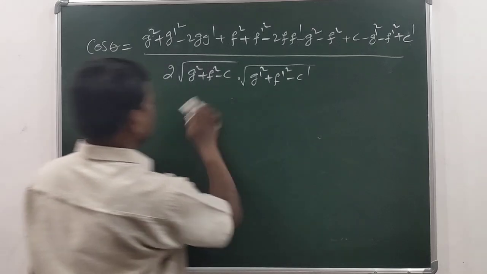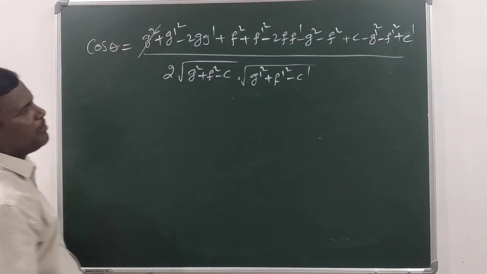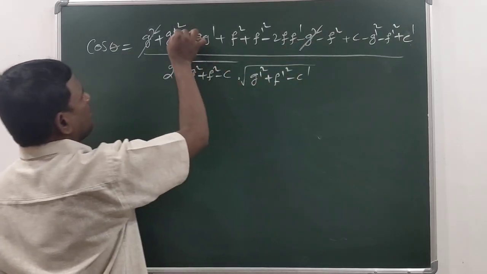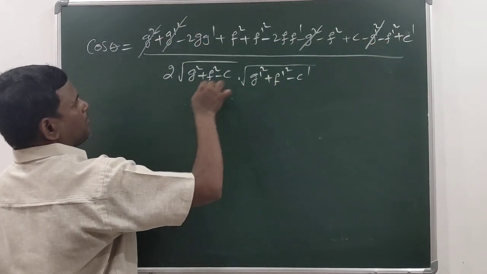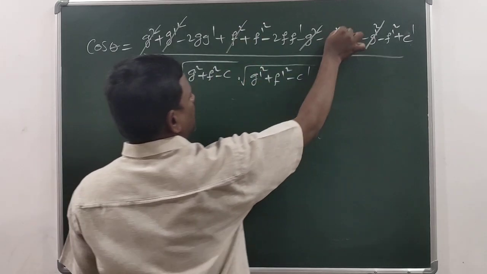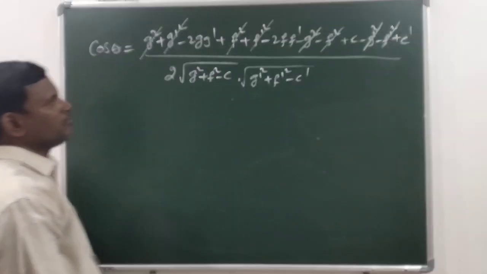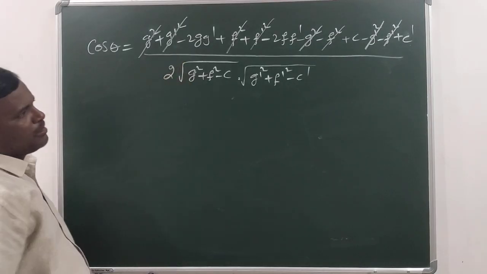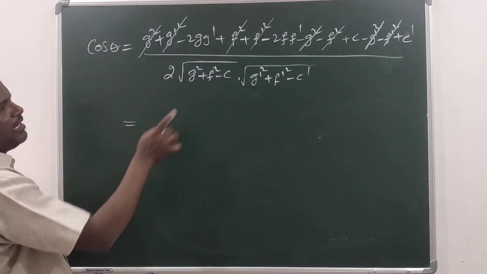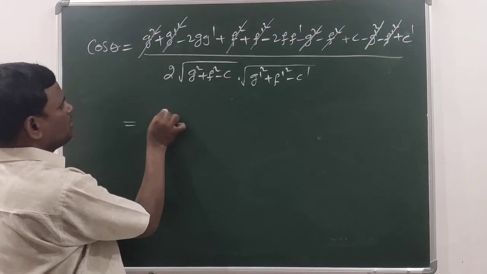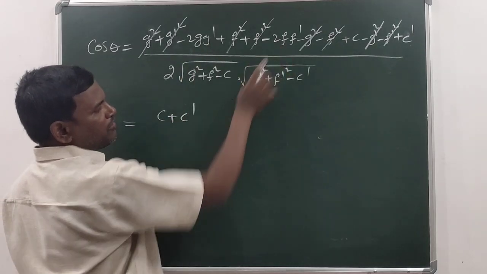On simplifying this, we get g square minus g square can be cancelled, and g dash square minus g dash square, plus f square minus f square, plus f dash square minus f dash square cancel. Are there any more like terms that can be cancelled? No. So write the leftover terms, c plus c dash, and minus 2gg dash minus 2ff dash.